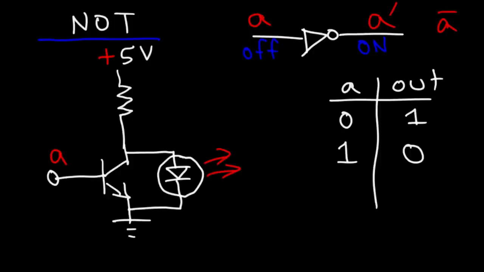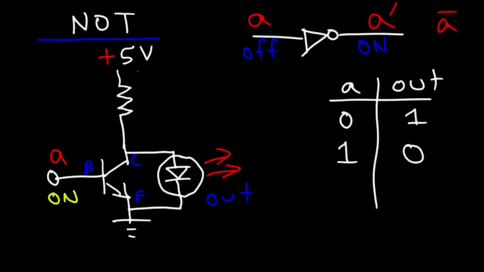So once again, this will be our output. So let's say the circuit, or rather input A, is in the on state. Will the LED be in the on state or the off state? Well, let's analyze it. Once we apply a voltage to the base of the transistor, current will be able to flow from the collector to the emitter.